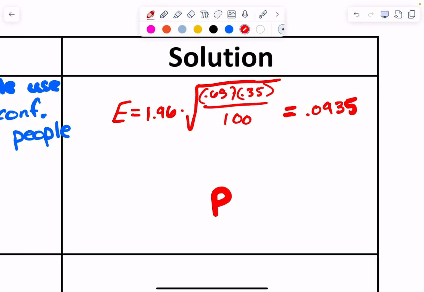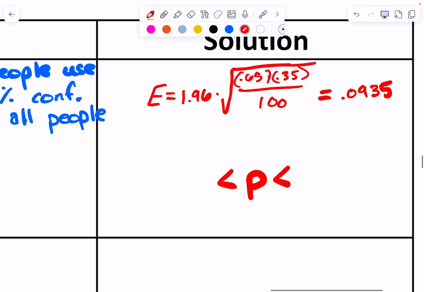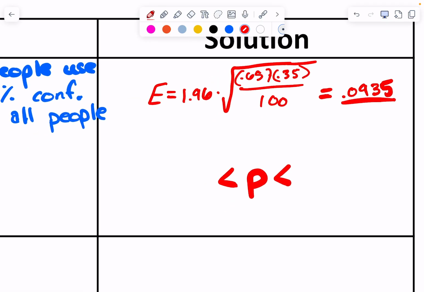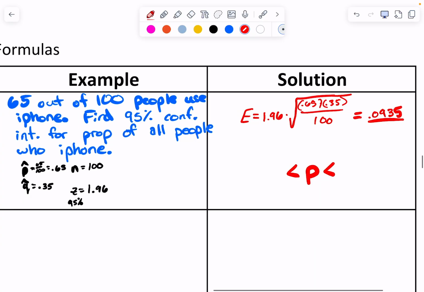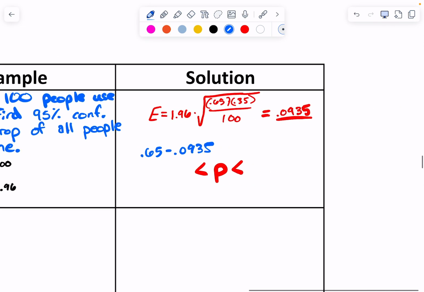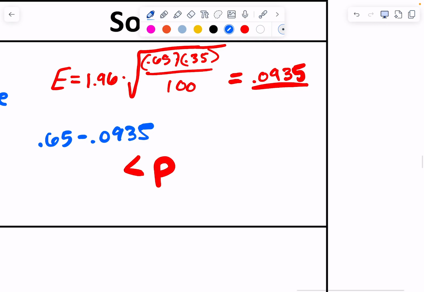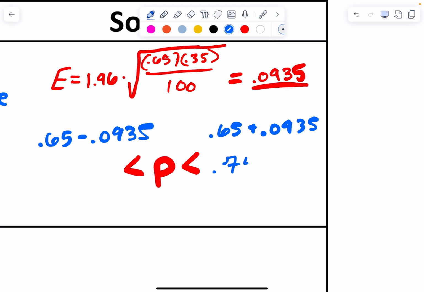All right. So we're trying to find where P lives. What do we add and subtract the 0.0935 from? From our 0.65. So 0.65 minus 0.0935. Well, no, wait. I didn't subtract them. If you add them, it is 0.7435. So 74.35%. Okay?